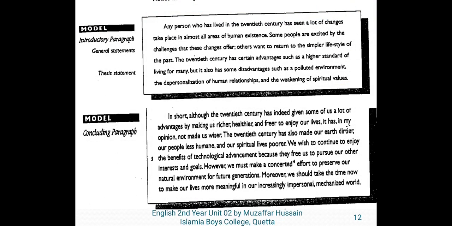Now there is a model. Number one model, introductory paragraph, general statement, and thesis statement. Any person who has lived in the 20th century has seen a lot of changes take place in almost all areas of human existence. Some people are excited by the challenges that these changes offer. Others want to return to the simple lifestyle of the past. The 20th century has certain advantages such as higher standard of living for many, but it also has some disadvantages such as polluted environments, the depersonalization of human relationships, and weakening of spiritual values.